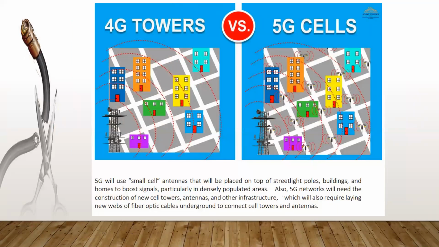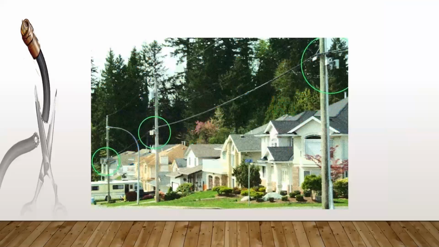Also, the 5G networks will need the construction of new cell towers, antennas, and other infrastructure, which will require laying new webs of fiber optics underground to connect the cell towers and antennas. There's going to be a lot of newer technology and a lot of new things going on. You're going to see people complaining, not in my backyard. In other words, I don't want a tower that close to my house, and so on. But it's going to require that, and you're going to see a lot of that.